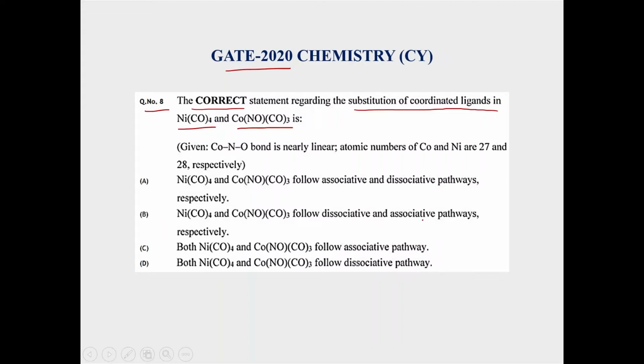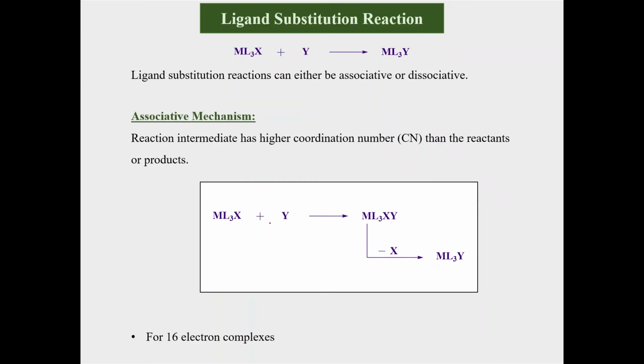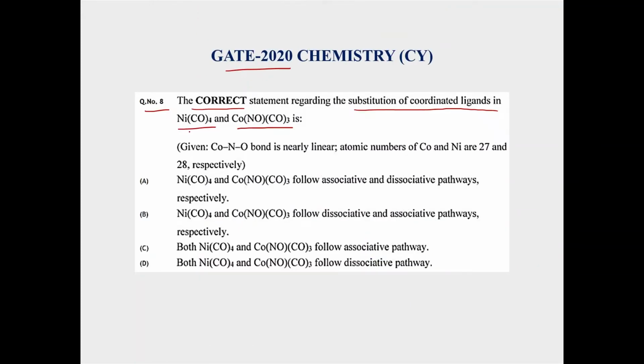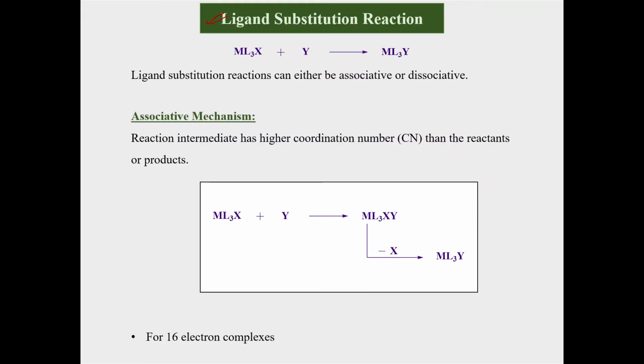So in this question, they have asked us what type of substitution reaction is taking place in these two complexes. This is what type of ligand substitution reaction. So, first of all, what is a ligand substitution reaction? In this case, both the complexes which are given, Ni(CO)4 and Co(NO)(CO)3, have a coordination number of 4. So, ligand substitution reaction for these types of reactions is of this form.